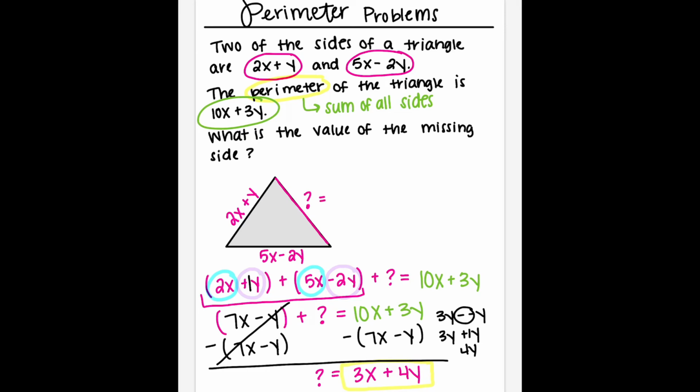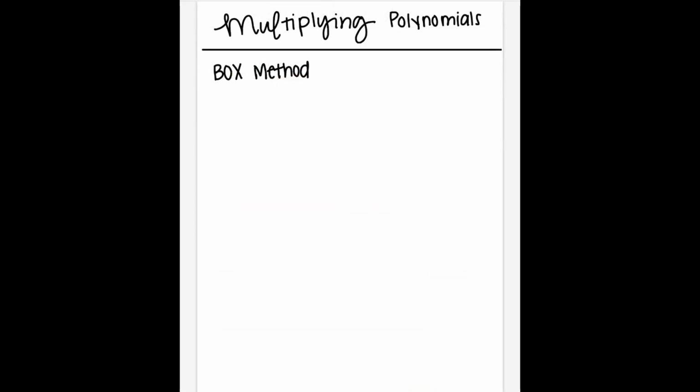You can check this by adding all three of these sides together. You could add this plus this plus this should equal 10x plus 3y.